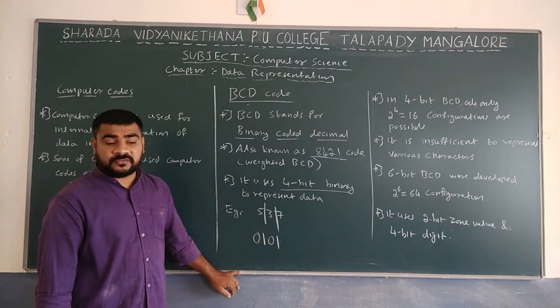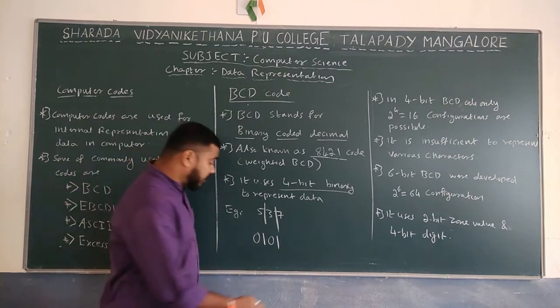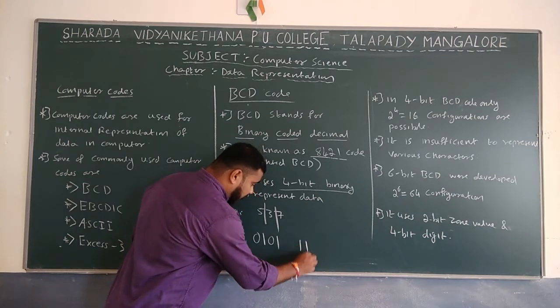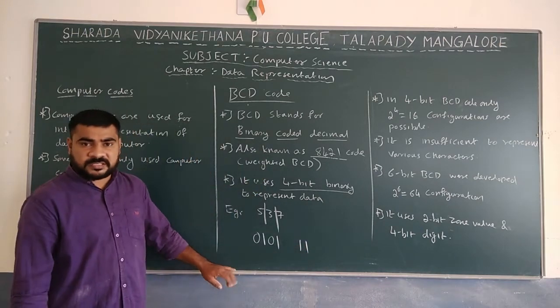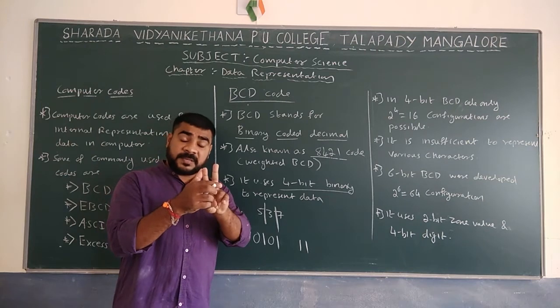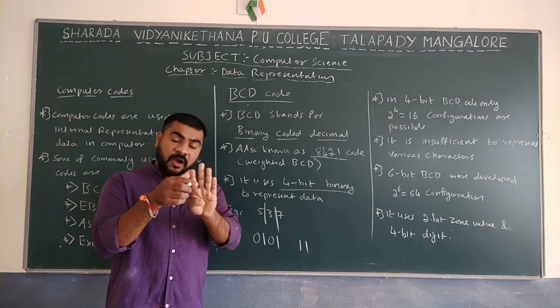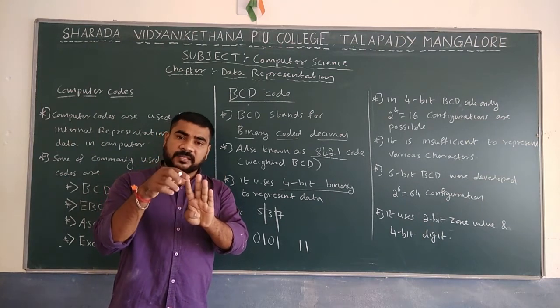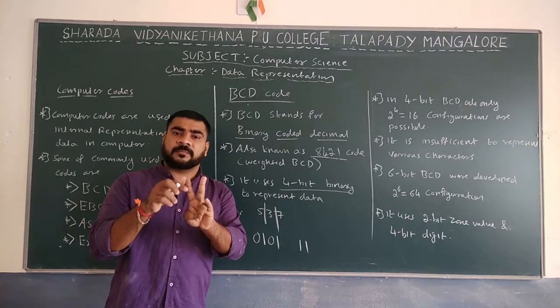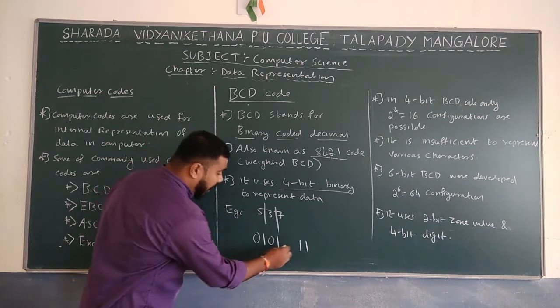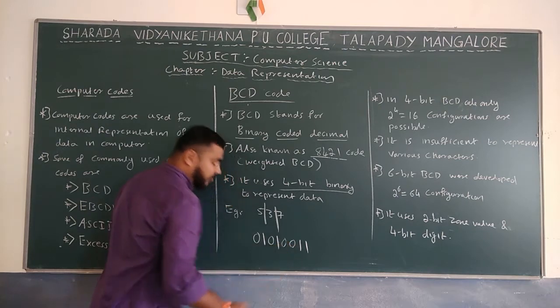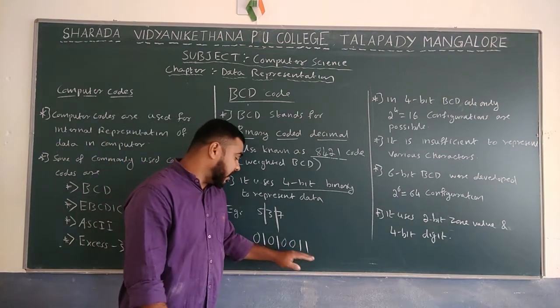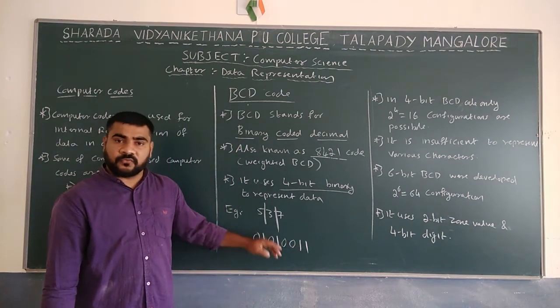After that, next one, 3. What is the binary value of 3? The binary value of 3 is 11, which means only 2 bits are there. BCD should contain 4 bits. How can you make it 4 bits? You have to add 2 zeros at the MSB place. So we are adding 2 extra zeros, making it 4 bits.